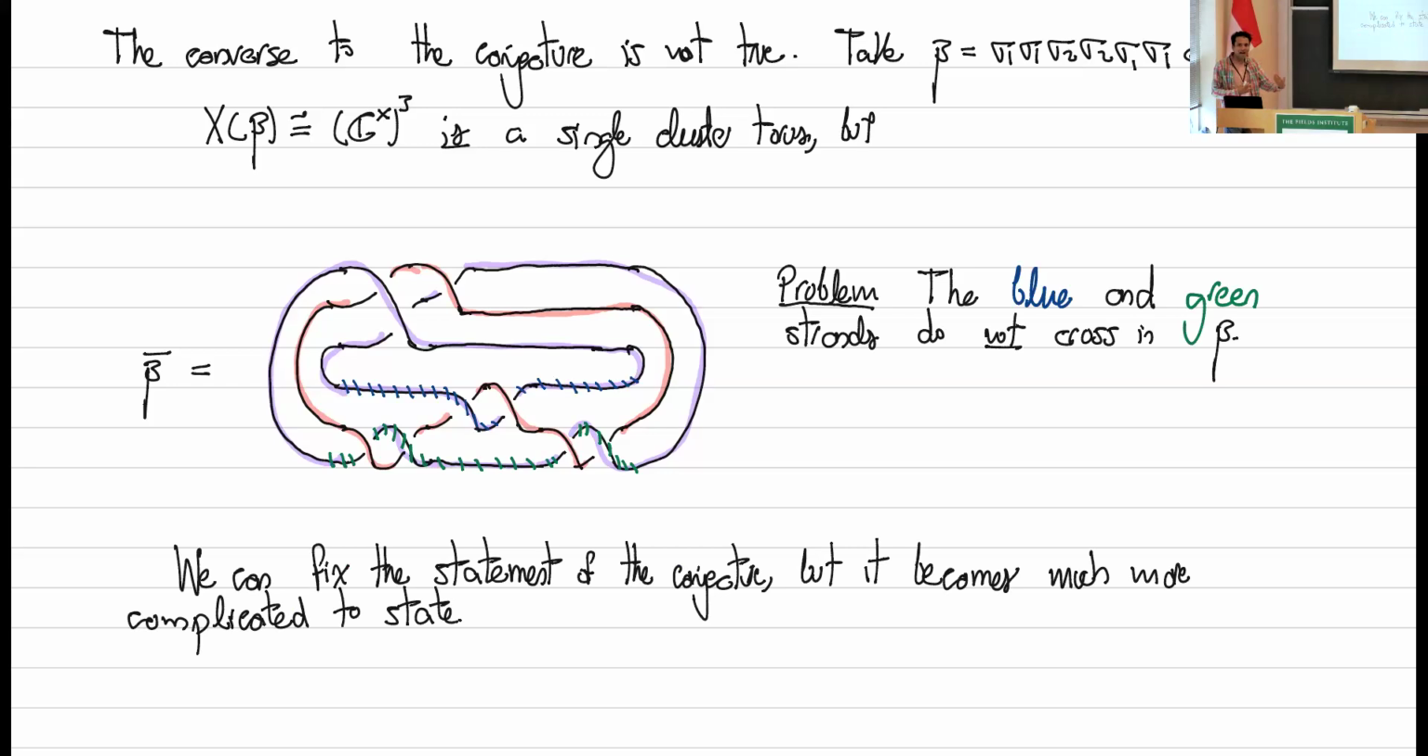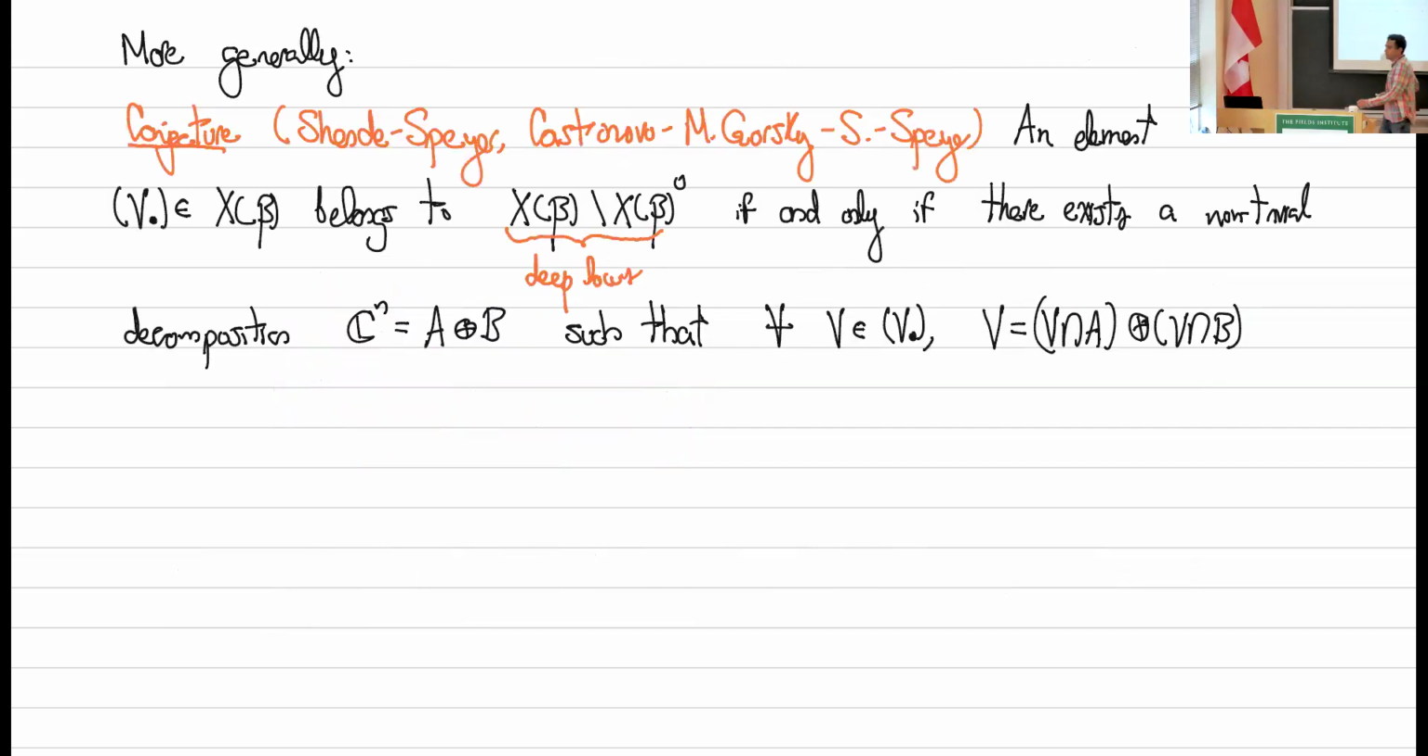Sometimes you might have strands that don't cross inside the braid, but they cross somewhere above, and then you have something that should be a point in no cluster torus, but the point doesn't really exist, more or less. We can fix the statement of the conjecture to tell you when we think the cluster variety will be equal to the cluster manifold, but it's much harder to state. So I just leave it like that.